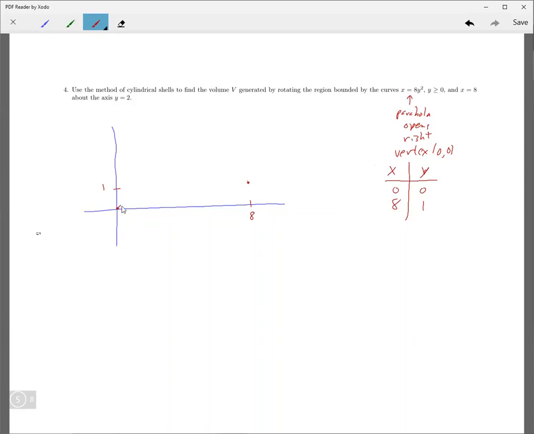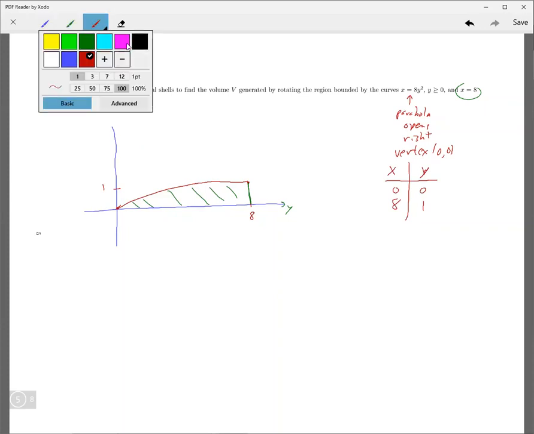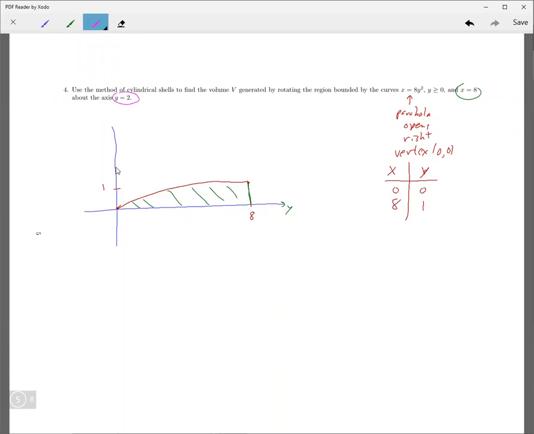Okay, so it opens up like this. Like that. And x equals 8 is right here. We'll do that in green. That's the line segment x equals 8 right there. And y greater than or equal to 0 gives us the y-axis. And so this is the region right here that we want to rotate. This time we're rotating it about the axis y equals 2. So that means we come up here to 2, and we're rotating it about that axis.